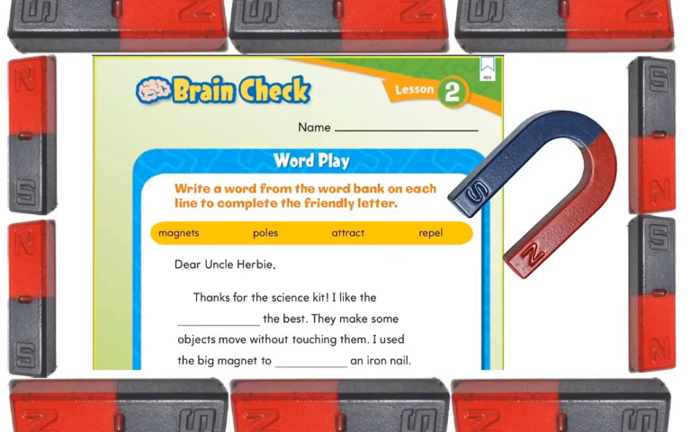Now turn to page 405. Here we are going to write a letter, a friendly letter to a friend. So we are going to write a word from the word bank on each line to complete the friendly letter. The 4 words that we have are magnets, poles, attract, and repel. Okay, I'm going to read the letter for you, and then you can go ahead filling out the lines.